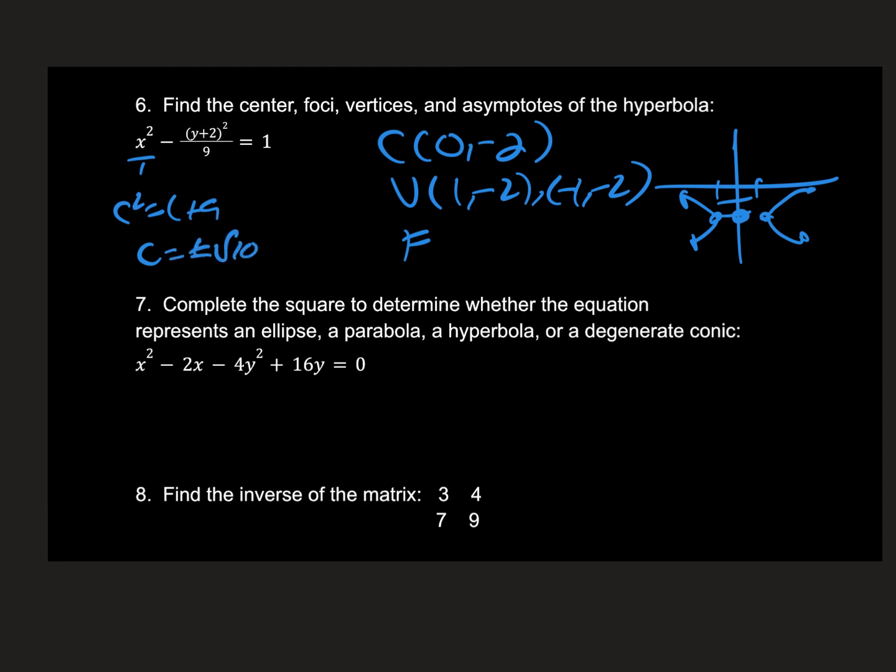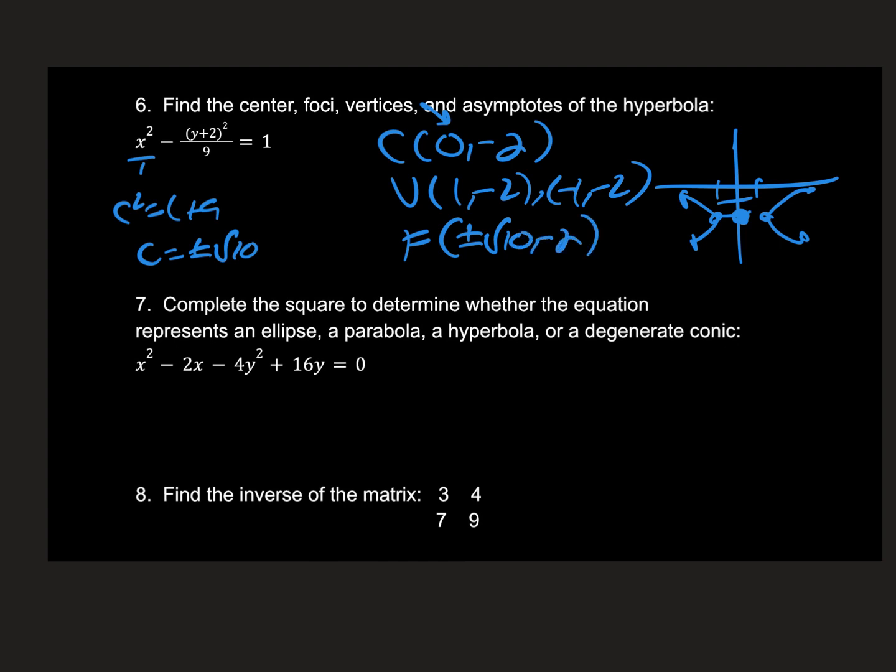Now, you got to add that to the center. The center's down at 0, luckily, I guess. And it's on the major axis, which is the x. So I'm going to add it to the center part of the x. So I'll just get plus or minus the square root of 10 and negative 2. That was kind of nice.